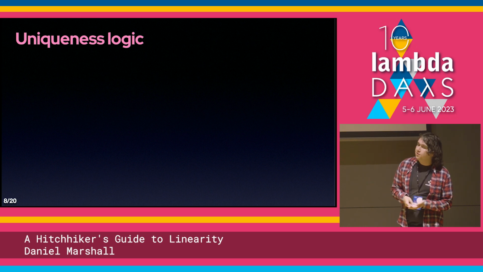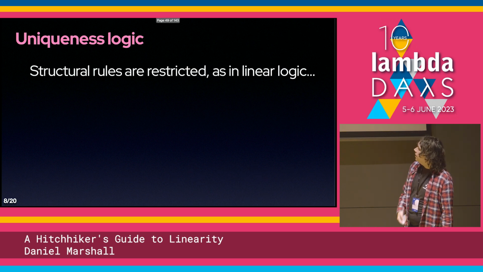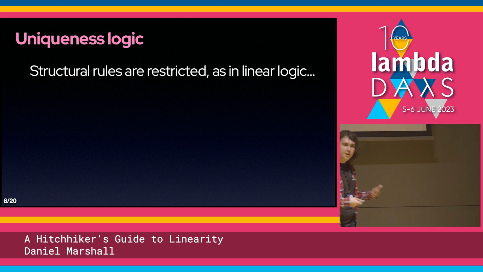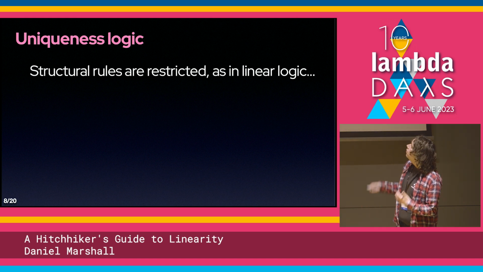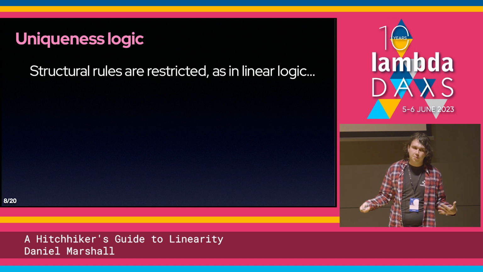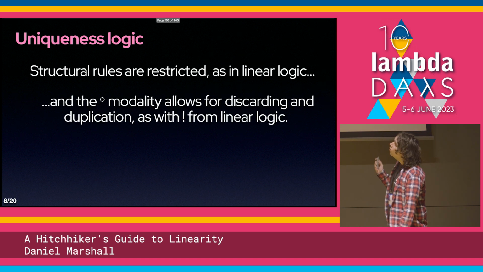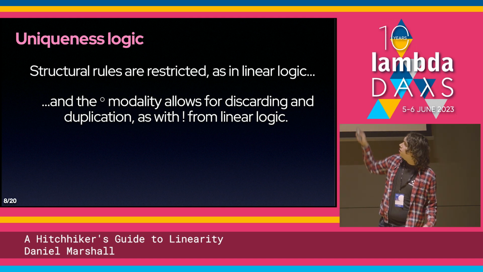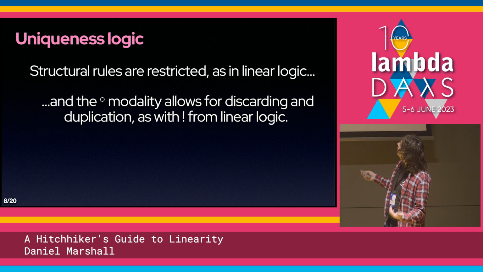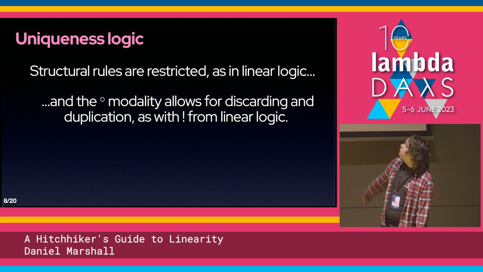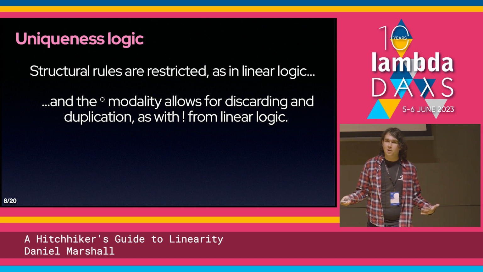Now, uniqueness logic to start with seems quite similar to linear logic. The structural rules, which are the particular logical rules that let us have this behavior of copying things and throwing things away, are called contraction and weakening. Those are restricted just like in linear logic. So for arbitrary values, we can't just copy them, we can't just throw them away. Also, we have a modality, which in uniqueness logic happens to be called circle rather than bang. And that modality allows us to discard and duplicate things that are wrapped inside it, just like the bang modality. So far, these two things seem very similar.